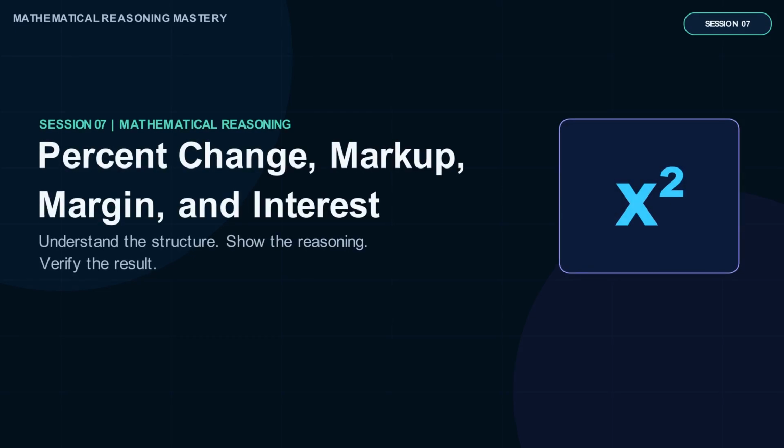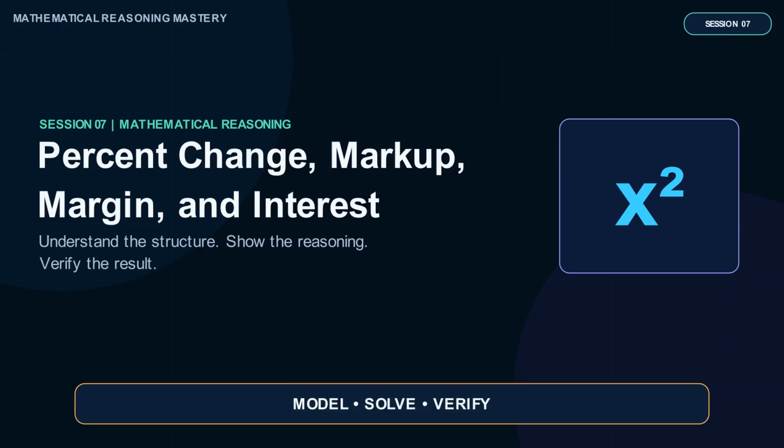Welcome to Session 7, Percent Change, Markup, Margin, and Interest. This lesson develops mathematical reasoning that stays reliable when a problem looks unfamiliar. You will learn to identify the correct percent base, to reverse successive changes, and to separate markup from margin. These are connected habits, not isolated tricks.